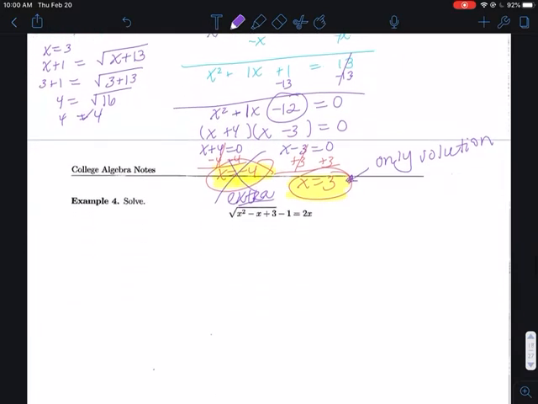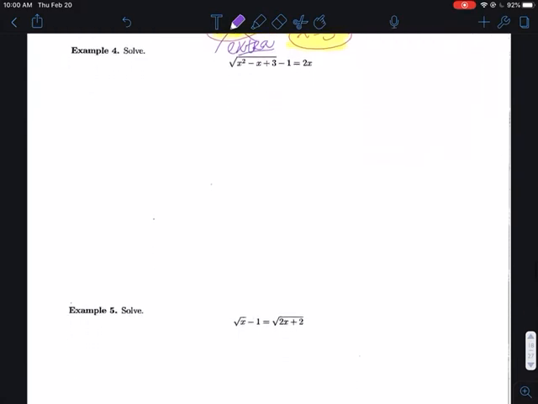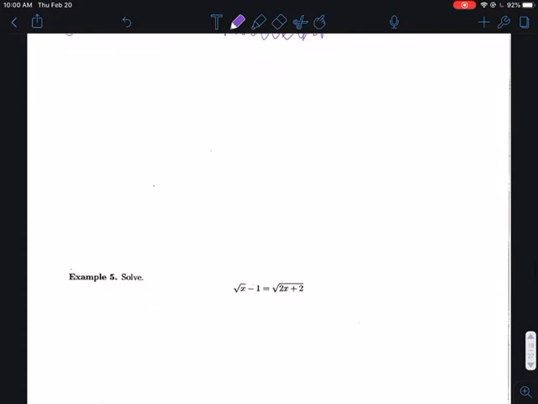So moving forward. We're not going to do this problem. You won't have anything like this. We're going to jump and do example 5.